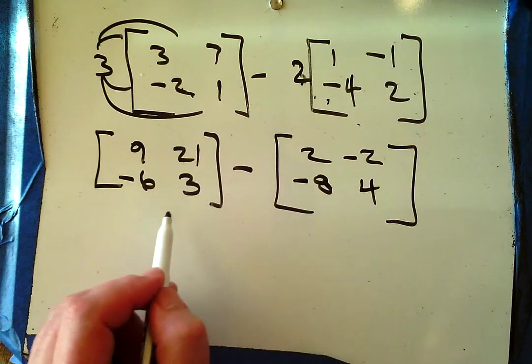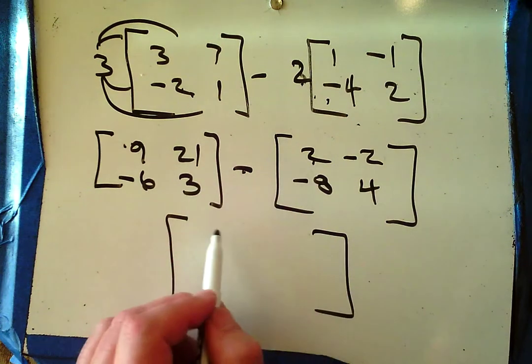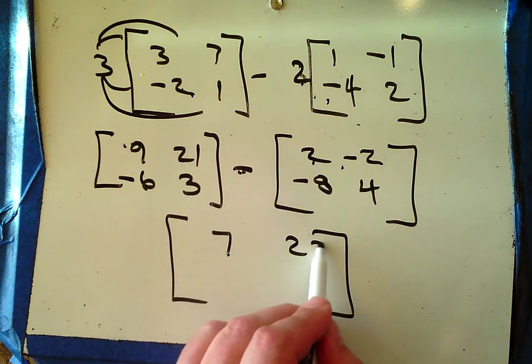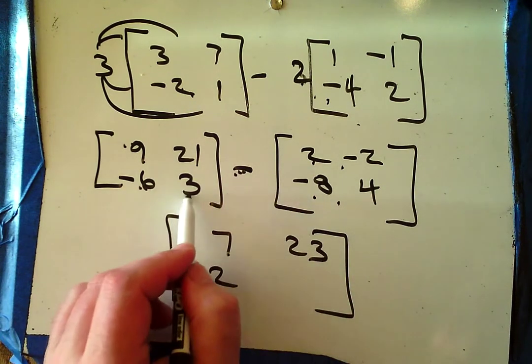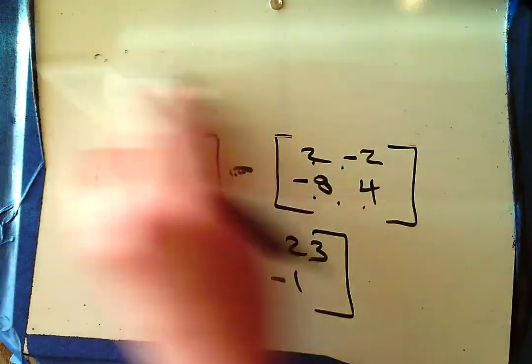And now let's do the subtraction. So we get 9 minus 2. We get 21 minus a minus 2. We get negative 6 minus a minus 8. And we get 3 minus 4 for negative 1. And right now, the things in these cells have absolutely no meaning to us. Don't worry about them. We're just carrying out operations on matrices.